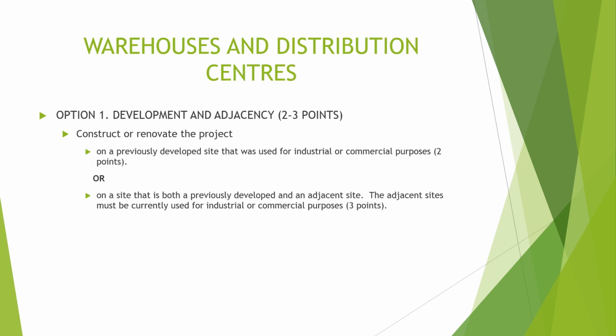Warehouses and distribution centers can earn LEED credits under Option 1, Development and Adjacency, if they're constructed or renovated on a previously developed site that was used for industrial or commercial purposes. If they satisfy this criteria, they earn 2 points. Or, if they're located on a site which is both previously developed and adjacent to a site that is currently used for industrial or commercial purposes, they earn 3 points.